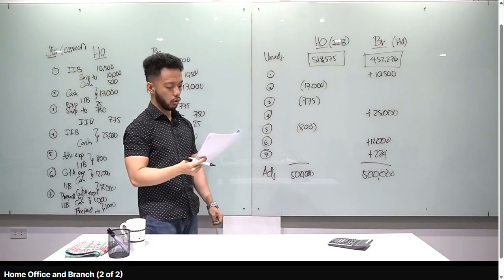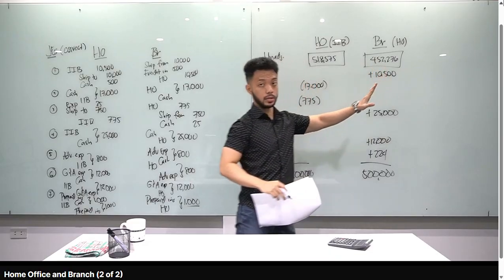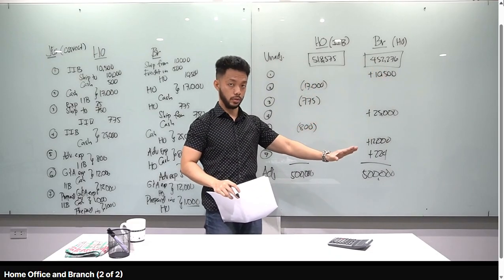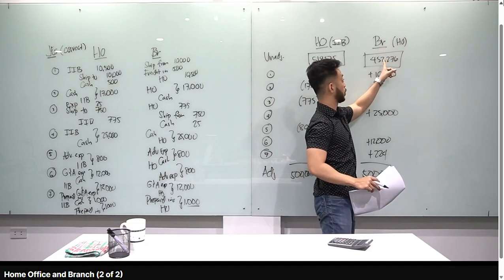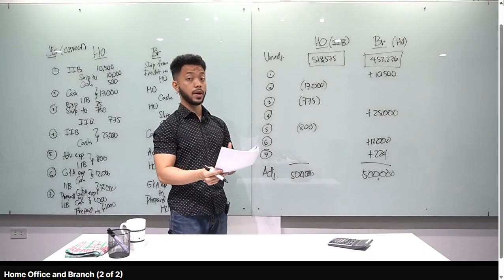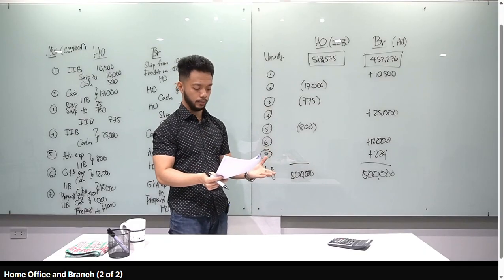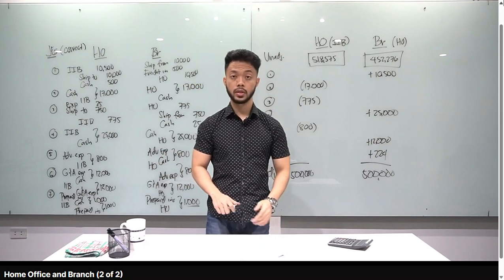Okay, masagutan natin. Question number 1. What is the unadjusted balance of the home office account? Class, ang sagot mo dyan is B, 452,276. Tandaan mo ang tanong is home office account. Okay, hindi books ni home office. Hindi ganun. Home office account, ibig sabihin books ni branch yan. Answer is B, 452,276. What is the unadjusted balance of the branch account or the investment in branch account? Answer mo is letter C, 518,575. So question 1 is B, question 2 is C.